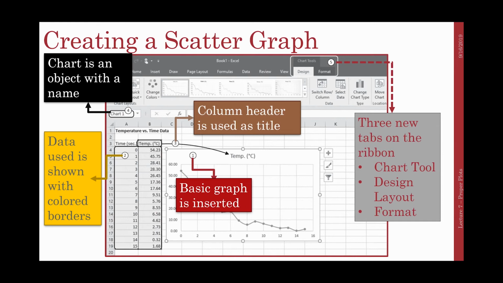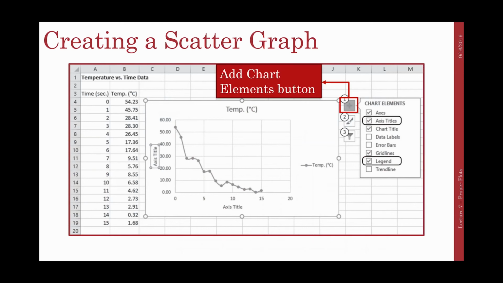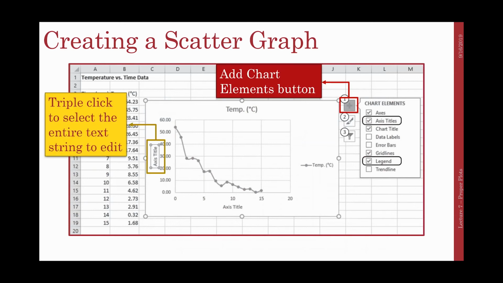And on our design ribbon, we have chart tools that we can use to edit our chart layout, our design, and our format. Excel also has recently made all of these elements a little bit easier to find with the plus sign next to the graph. These are your Add Chart Elements buttons. You have an axis title. You can triple click to select the entire text to start editing it. Here's your formatting and your filtering, and then you can check what you want on and off.